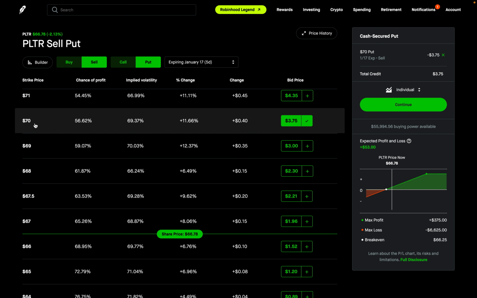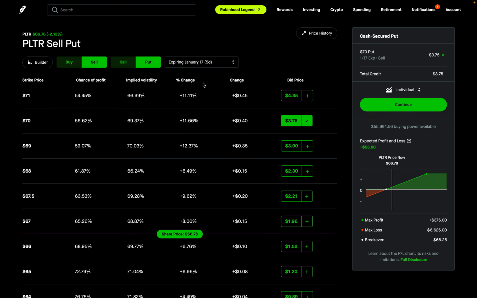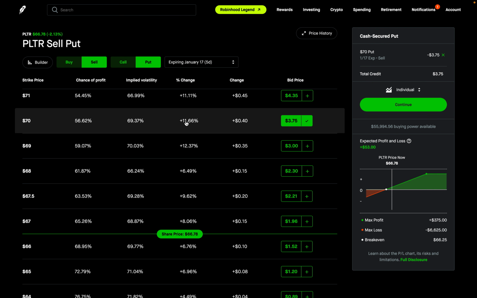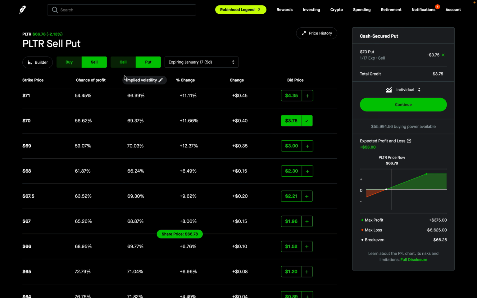Right? And so firstly, we still have some time until this expires. So maybe Palantir could still recover and this could still expire worthless. If not, if I'm assigned, then I would own 100 shares of Palantir at $70 a share. And if that does happen, then either I could hold those 100 shares for as long as I want. Maybe I'm okay holding them for many, many years. Or I could continue the wheel strategy and start selling covered calls.